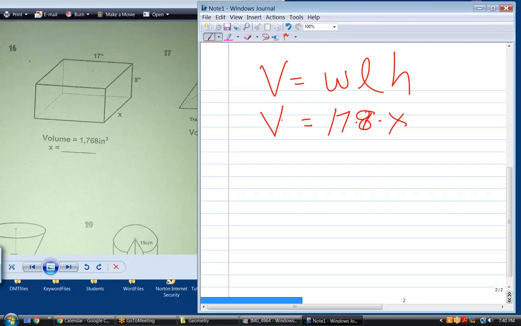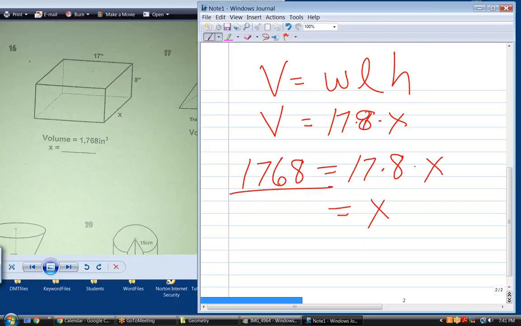And in this case, they're giving us the volume. So we're going to fill volume in for there. And that's equal to 17 times 8 times x. Which means x is equal to that whole thing divided by 17 times 8. You notice that once you start with the general formula and start plugging in what they give you, you're always left with just one variable. One variable you can solve, always with one equation.